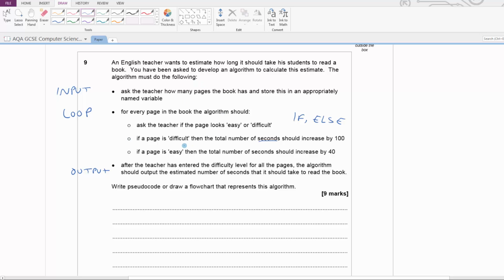So you can do this in 2 ways. You can write pseudocode or draw a flowchart. I'm going to do pseudocode. Personally, my preference would always be to do pseudocode. Some people would much rather do a flowchart, but I think pseudocode is definitely more appropriate.